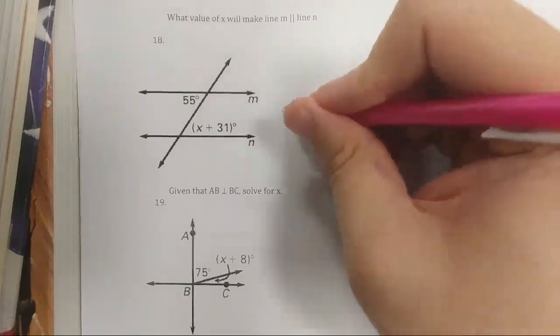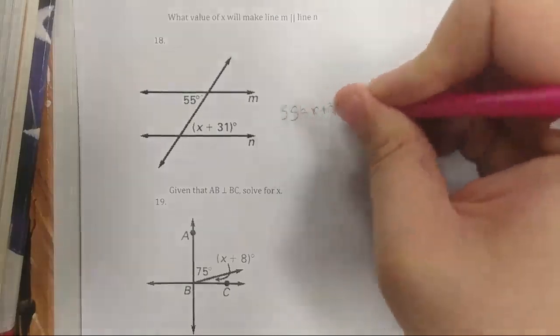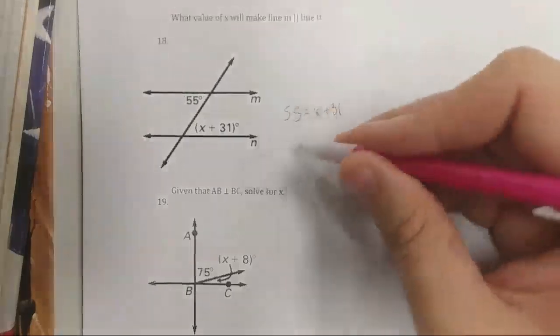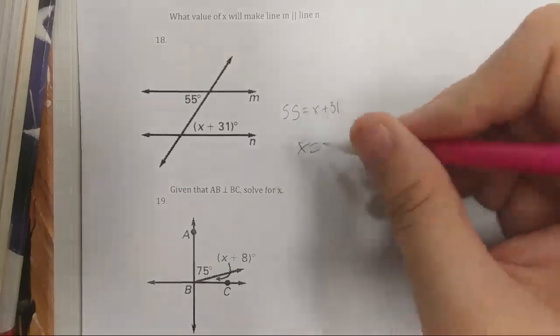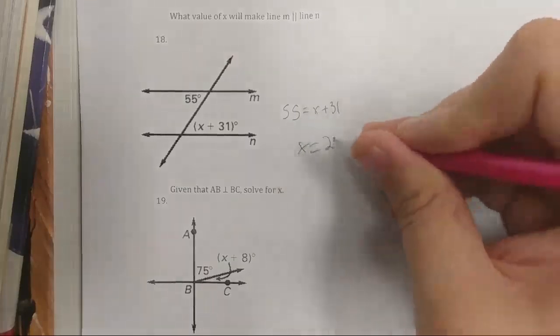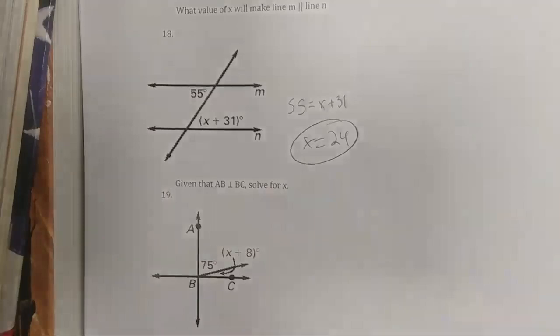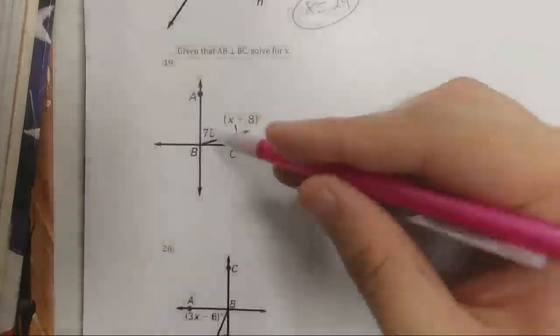Alternate interior, 55 equals x plus 31. Subtract 31 on both sides. x equals 24. Yep. Next one.